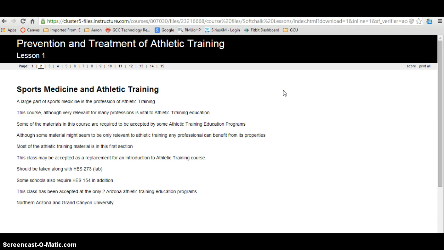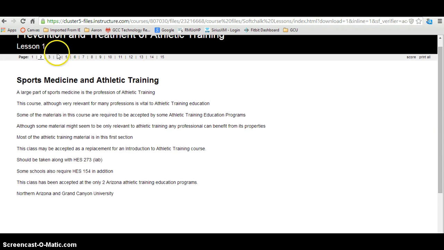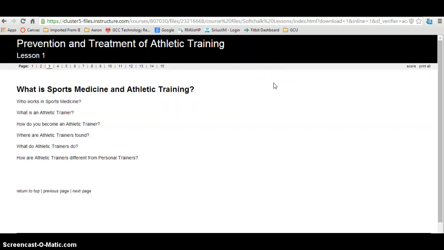There are some classes here like the HES 273 lab and the HES 154 that you can see as well if you're interested in more sports medicine courses. You're also free to contact me if you have any questions about what you should be taking for any entrance into our athletic training education programs around the state, both at Grand Canyon University and NAU, or around the country. I can try to help you out.